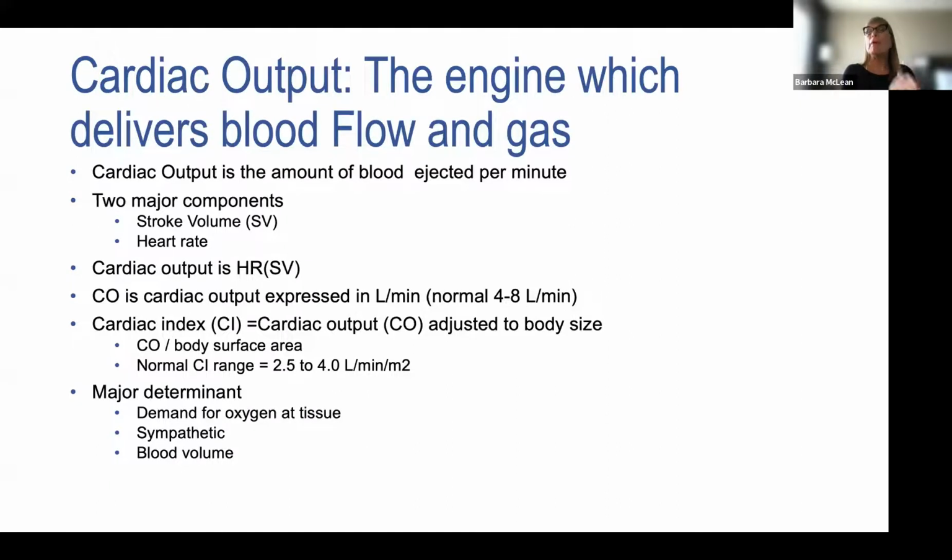So just to remember, by textbook, normal cardiac output is 4 to 8. Normal cardiac index is 2.5 to 4 liters per minute per meter squared. But remember also stroke volume, 60 to 80 cc's, and stroke volume index, 35 to 45 mLs per beat per meter squared. And always remember the major determinant here, which is tissue demand for oxygen.